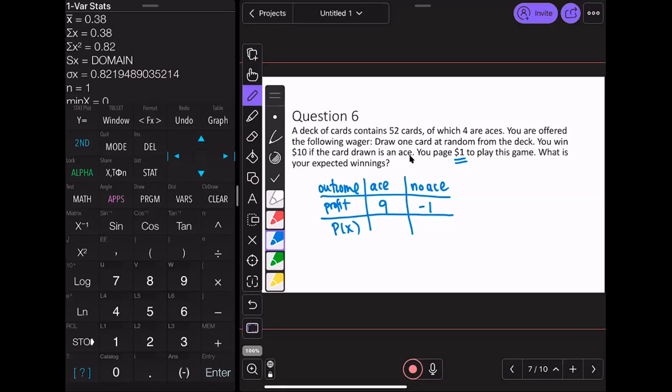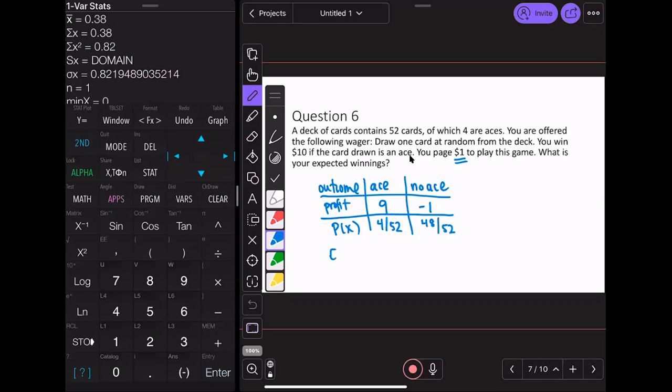Okay. Then to find the probability, you just have to figure out what is the probability of that particular outcome happening. So the probability of choosing an ace, since there's 4 aces in a deck, it's going to be 4 out of 52, which means the probability of not drawing an ace would be 48 out of 52. So once you have your table drawn, then you can go ahead and calculate your expected value.